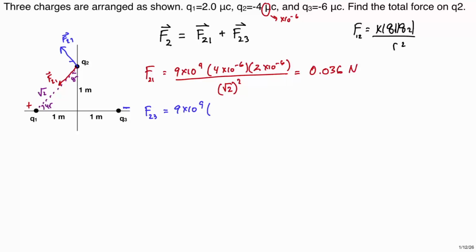4 times 10 to the -2. It's charge 3. Did I write it? No, yeah, it's charge 2. So we're still writing 4 times 10 to the -6. But then what is charge 3? 6 times 10 to the -6.